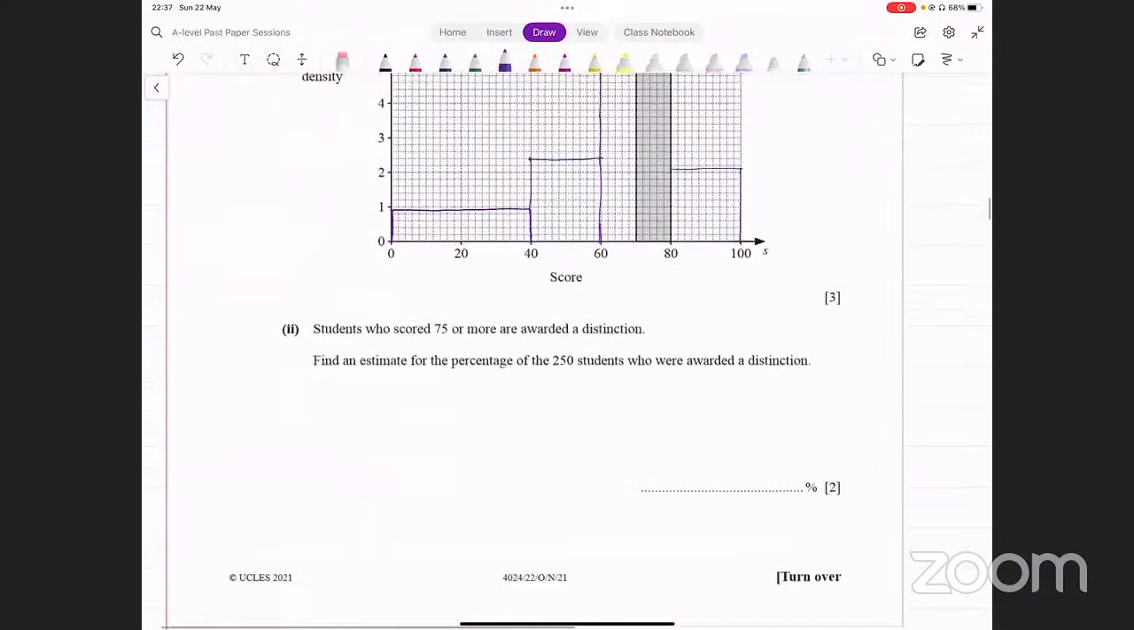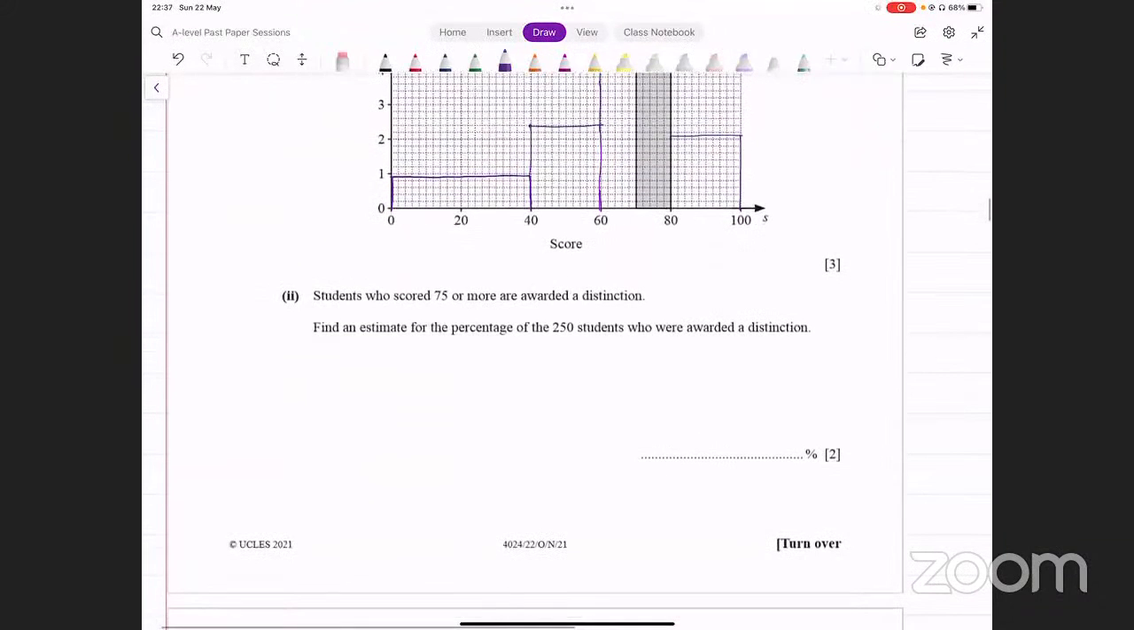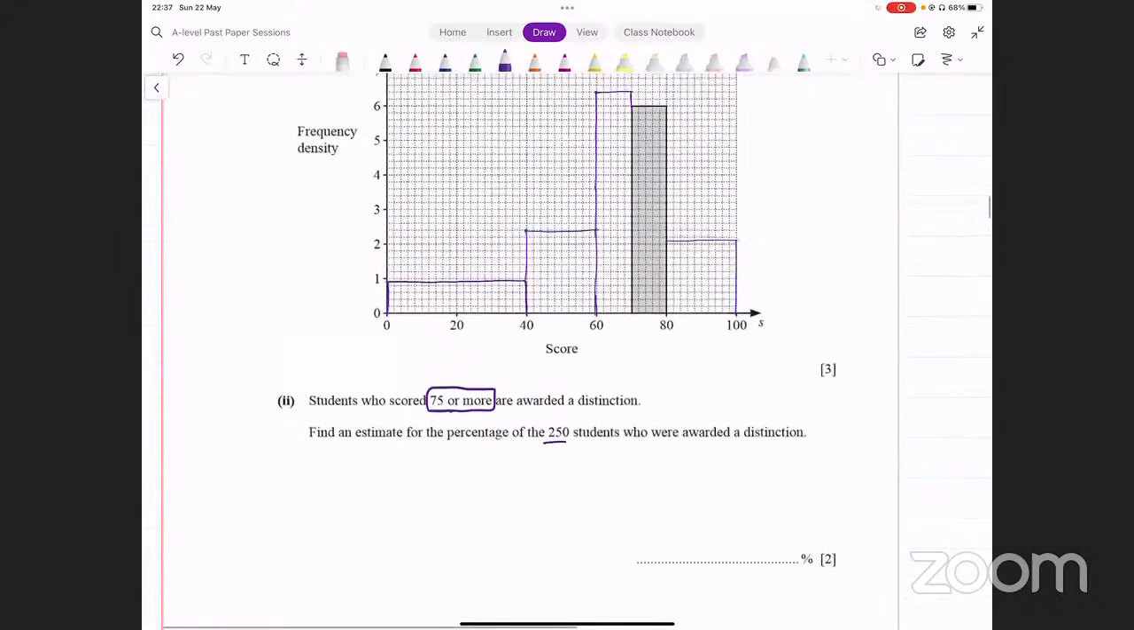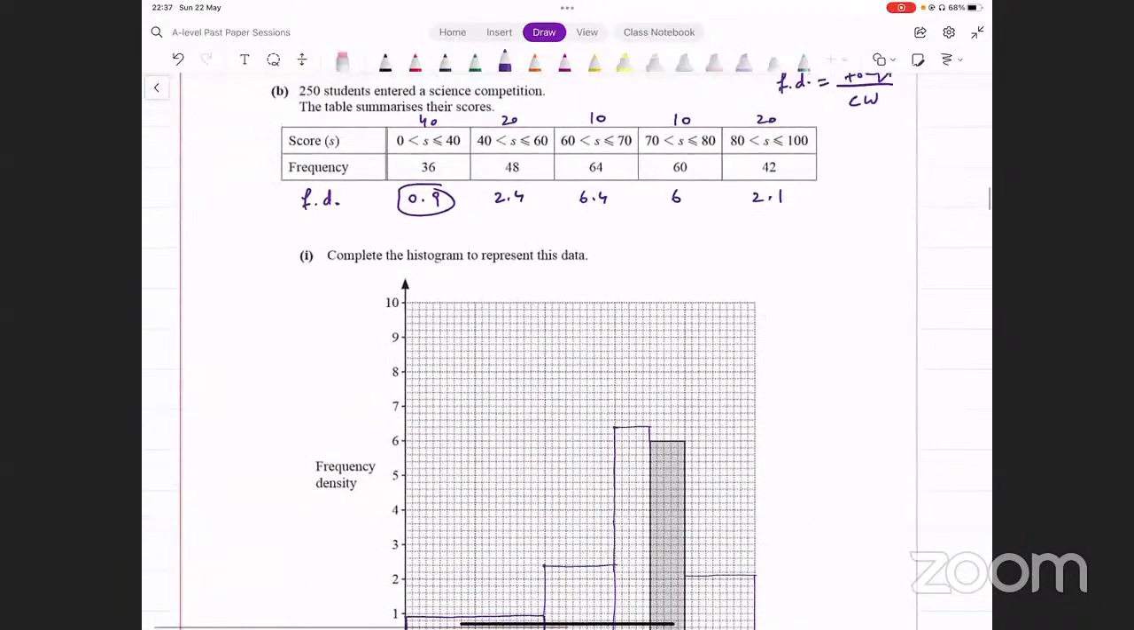Okay, let's move on. Now, part 2 of this, it says students who scored 75 or more are awarded a distinction. 75 या उससे ज़्यादा. Okay, so it's 75 or more. Find an estimate for the percentage of the 250 students, total 250 है, who were awarded a distinction. अच्छा, 75 से ज़्यादा marks होने चाहिए. Now let's go to the table. अब table में आपके पास क्या है?